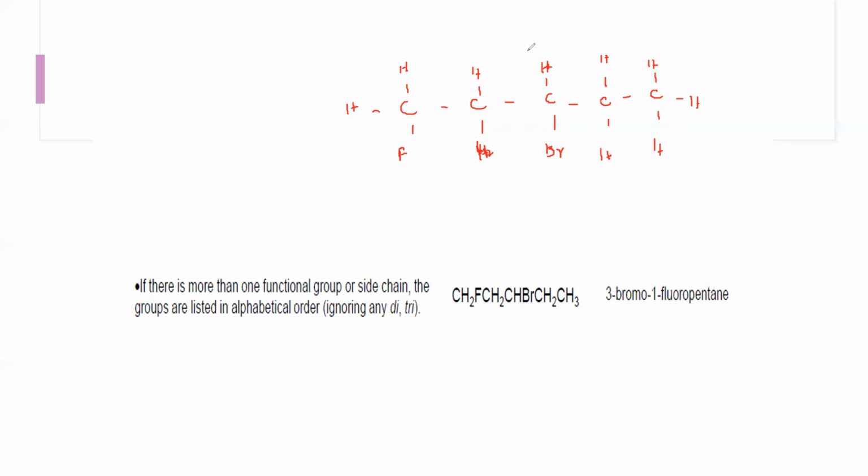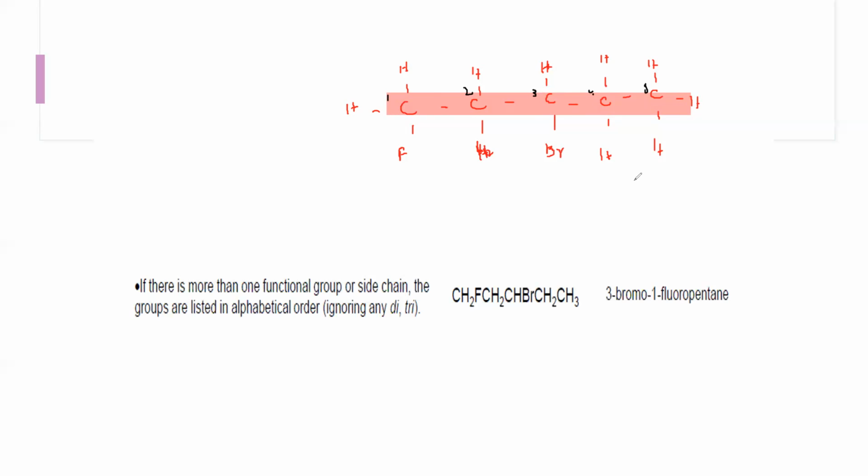So when we select the longest carbon chain, so this is the longest carbon chain, and we number the carbon atoms 1, 2, 3, 4, 5. So third position we have a bromine. If I number from right hand side, the first functional group is at third. But if I number from left hand side, the functional group is at first carbon. So I will follow the numbering from left to right hand side. So it will be 1, 2, 3, 4, 5.